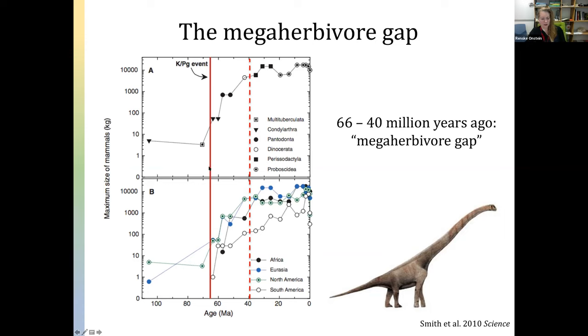So that's shown over here. Over time, we have the maximum size of mammals. We see in the Cretaceous, they were small, then they increased gradually, and then they reached these very large sizes about 40 million years ago. So we had a period here, which I call the mega herbivore gap. And it's been quite a puzzling period for angiosperms, especially because this is the only time in their history that there weren't any mega herbivores around to interact with.